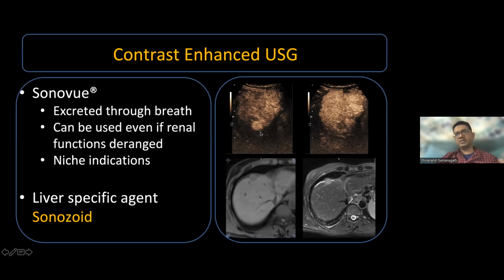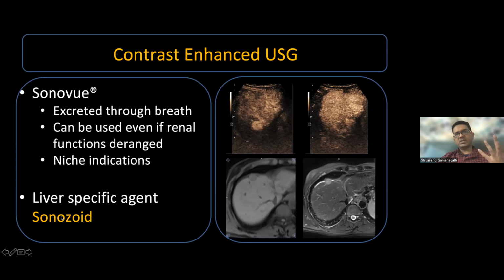But one drawback is that if there are multiple scattered lesions, you will not be able to screen all of them in one go. So it has a niche indication, especially deranged renal parameters and focal lesions. If you cannot do a CT, then you can do this contrast enhanced ultrasound. In India, we have availability of SonoVue.